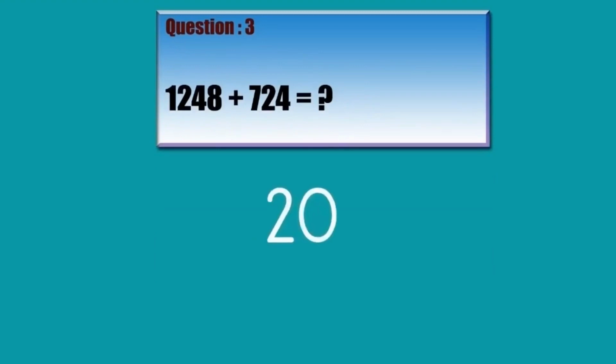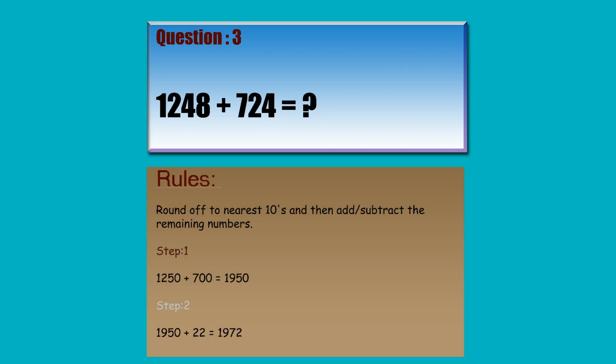1248 plus 724 is what? Round off to the nearest tens and then add, subtract the remaining numbers. Step 1: 1250 plus 700 equals 1950. Step 2: 1950 plus 22 equals 1972.